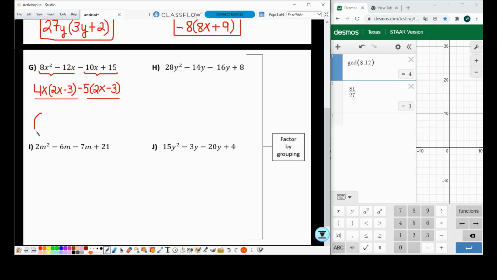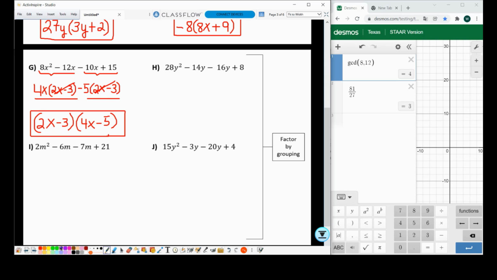So what you're going to do is you're going to factor out the 2x minus 3. Okay, so you write 2x minus 3. And then, if you remove the 2x minus 3, what are you left with? 4x minus 5. And there you go. So that will be the factorization.